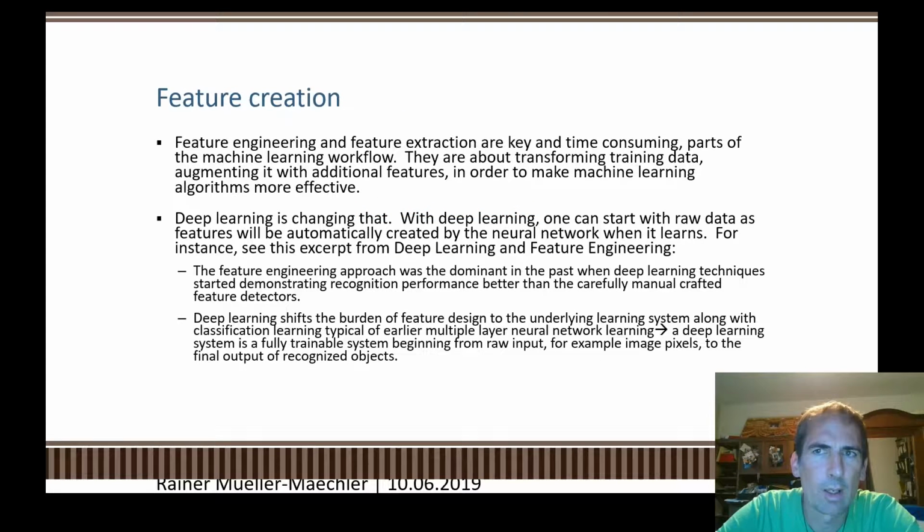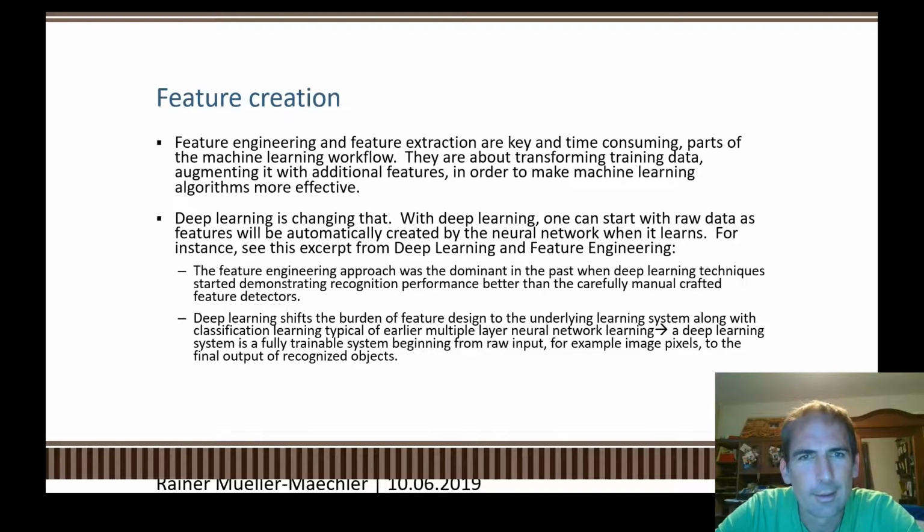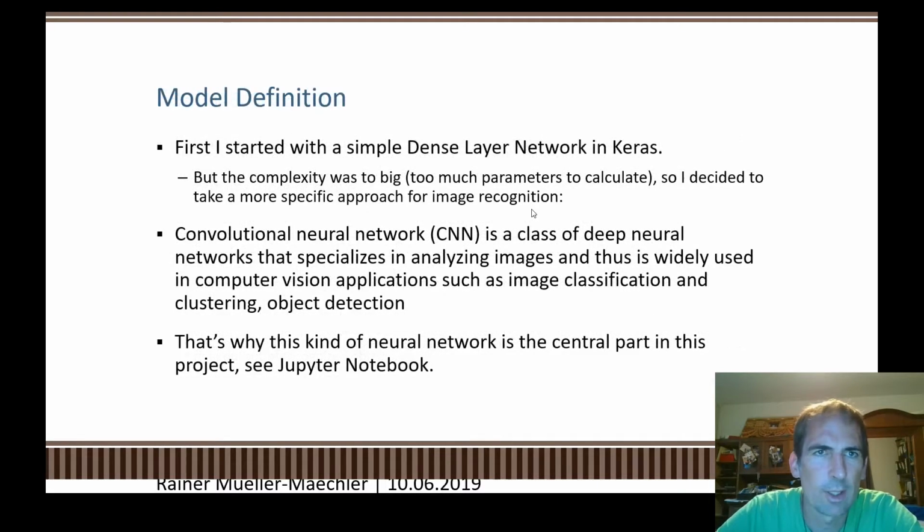Feature creation is normally a big key thing and time consuming in the machine learning workflow, but for deep learning this is really cool because the neural network can learn from scratch from raw data, in this case from raw pixel images, and can recognize complex objects. So feature creation is not a big thing in our project.